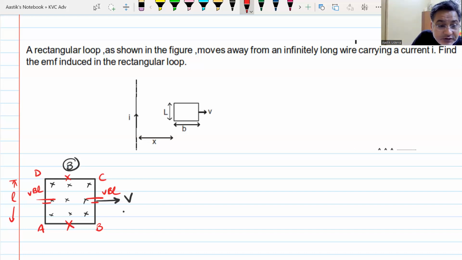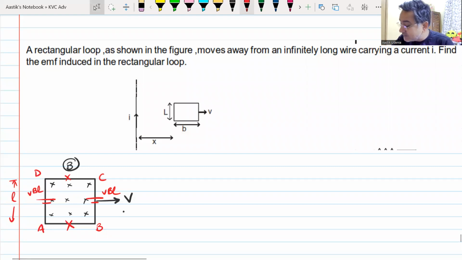If B is not uniform, the batteries in both the parts will not be the same. They would be different, and that is why you will have an induced EMF in the loop. Anyways, what I'm going to do is again break this question into small parts.